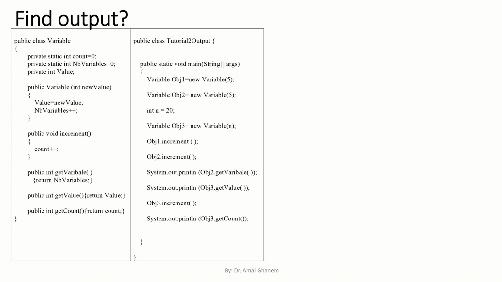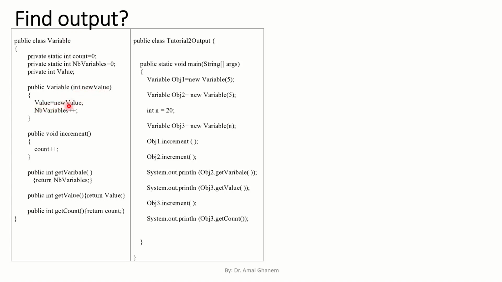We have the following example. This is one of the previous exam questions. It says you have a public class Variable, and inside it you have two static members: static integer count 0, static integer number of variables 0, and a private integer value. Then you have public Variable, where Variable is the name of the class. So this is a constructor with parameter.